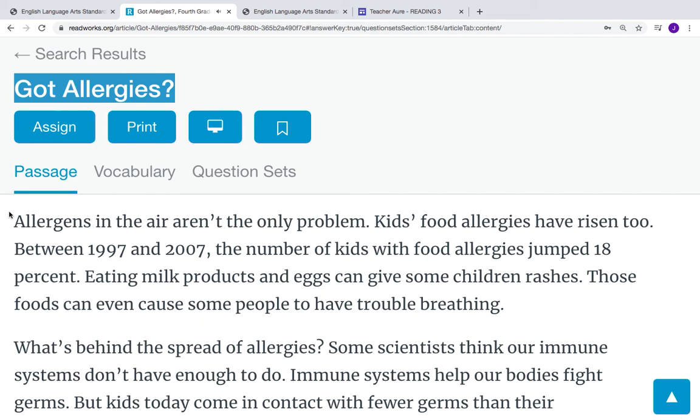So this paragraph talks about allergens, specifically food allergies, right? So we don't just find allergens in the air. They talk about different types of foods and gave us the years 1997 and 2007, about 10 years, where they found kids' allergies to food. Jump means increase. It went up. That eating milk products and eggs can give some children rashes. So we drink milk and we eat eggs, and a lot of the kids nowadays are allergic to these foods, and the effects could just be a rash, which goes away, but there are some scarier side effects, which can give someone a hard time breathing.